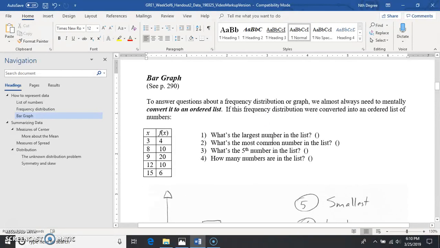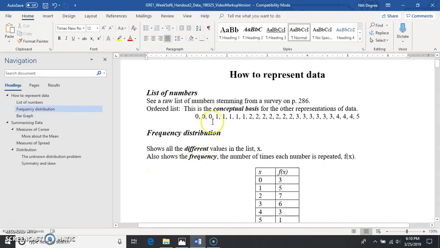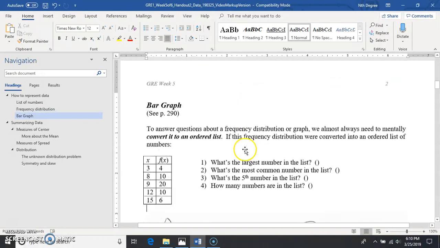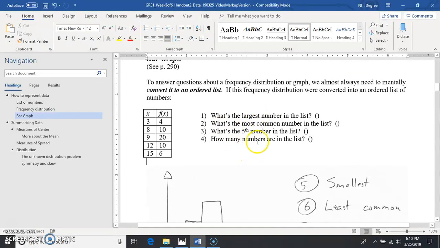For example, here's a new frequency distribution. You need to be able to look at this table and understand what it would look like if you wrote it out as a long list of numbers, like this one. You must be able to do that to answer these questions.